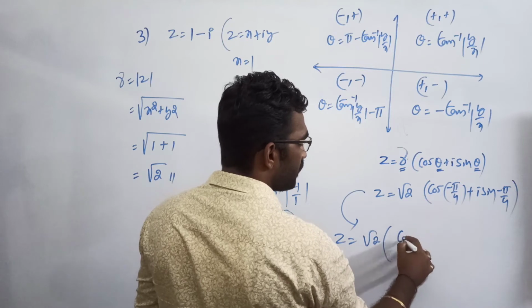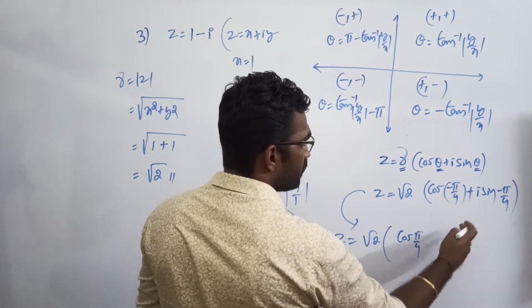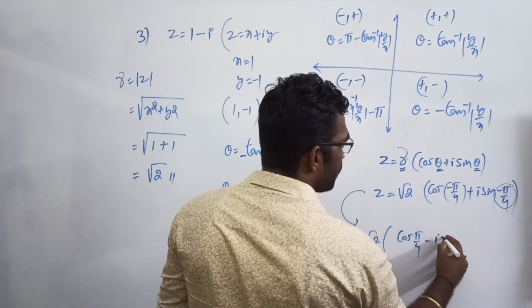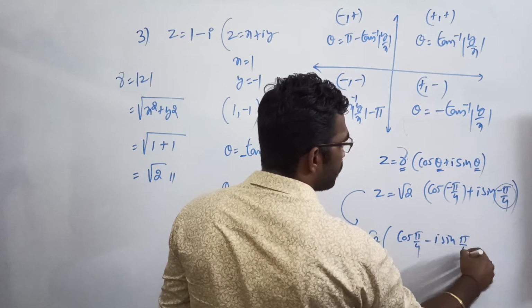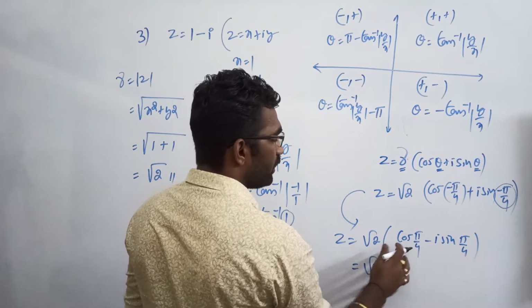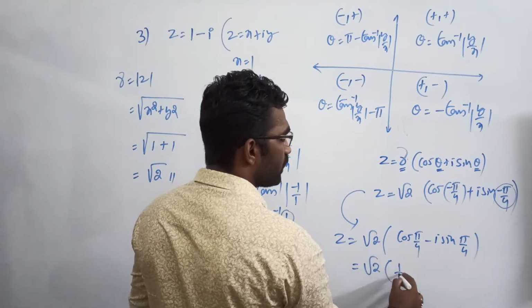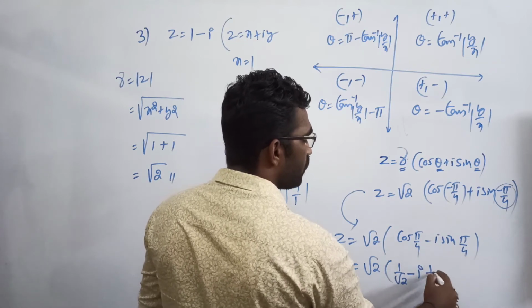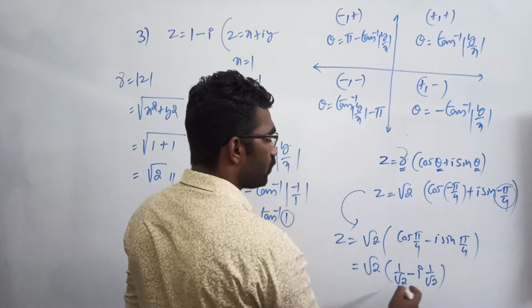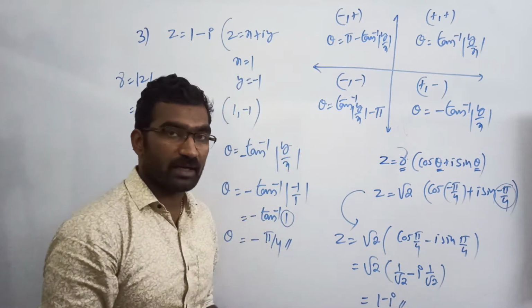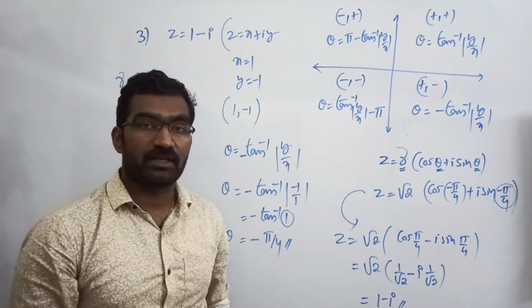So my cos of pi by 4 is cos pi by 4, minus i sin of pi by 4. You can write here root 2 into cos pi by 4, whose value is 1 divided by root 2, minus i as it is. The sin value is again 1 by root 2. Root 2 will get cancelled. Again you arrive at 1 minus i. That means we have done the procedure correctly.